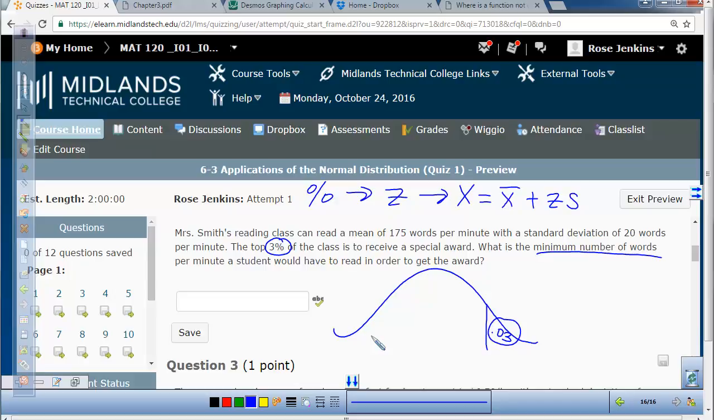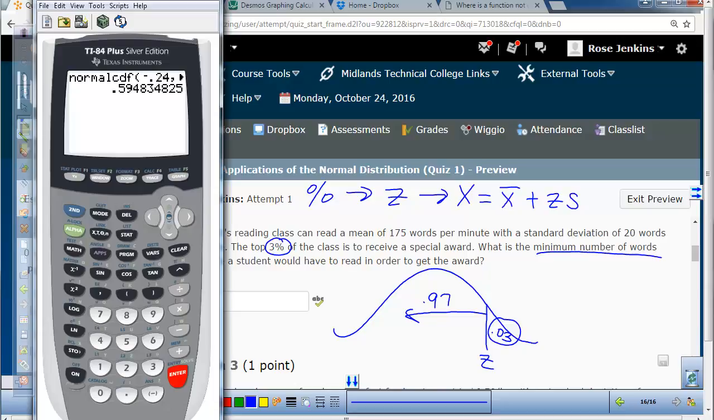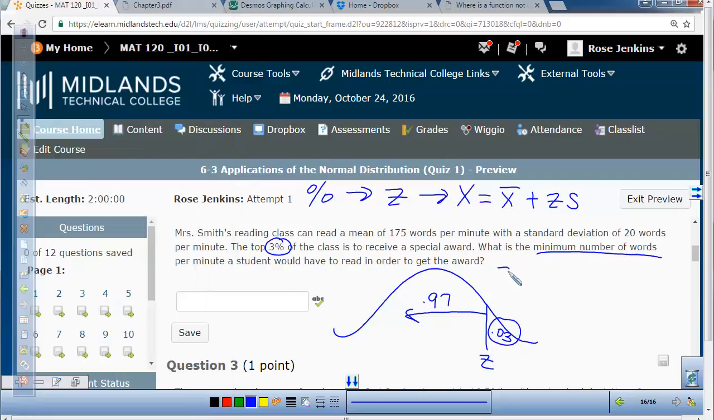We've got 3% being our top scoring students. The area to the left is 0.97, and we need to know that because the calculator requires it for inverse norm. For inverse norm, it requires us to give it the area that's to the left. So I'm going to do inverse norm. So second, vars, number 3 is inverse norm. The area to the left is 0.97. And so we get a score of 1.88. All right, so z equals 1.88.